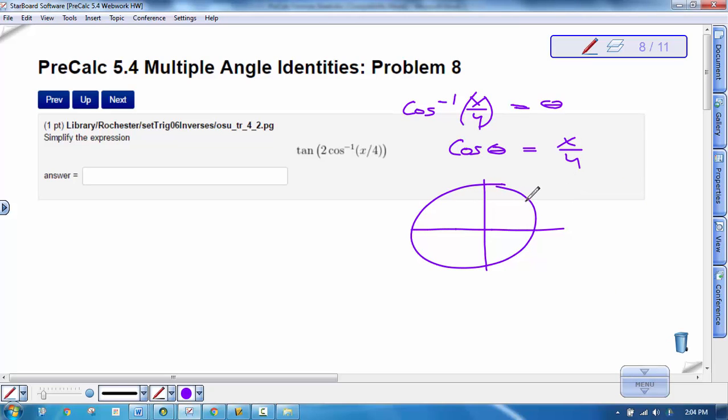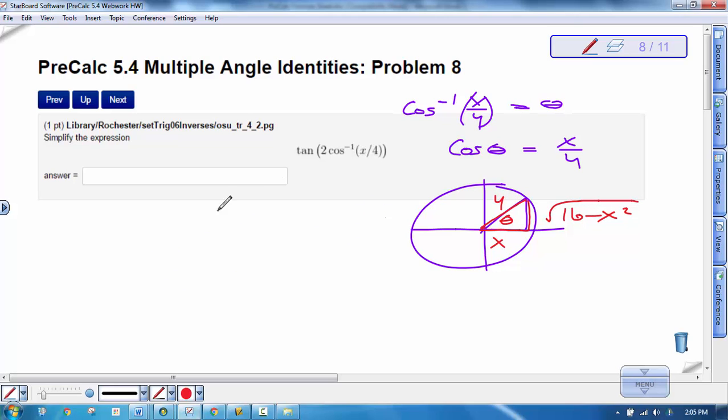So what I'm going to do is graph this. I'm going to call it positive, so I'll just put it in the first quadrant. And then I'll label the cosine, which would be adjacent over hypotenuse. And I'll label the other side, which is this side over here, by using the Pythagorean theorem. x squared plus b squared equals 16. Subtract x squared from both sides, so it's the square root of 16 minus x squared. So that's my angle. I'll call that theta, because that's what I called it.